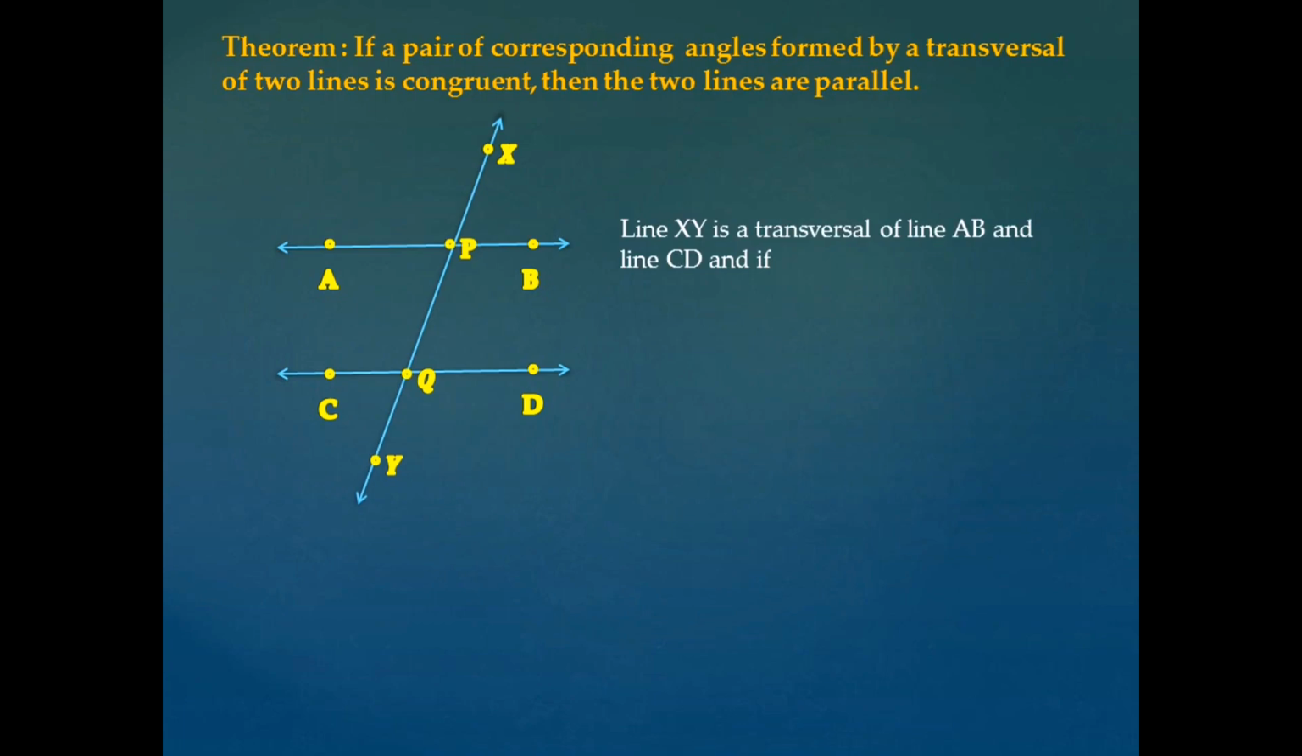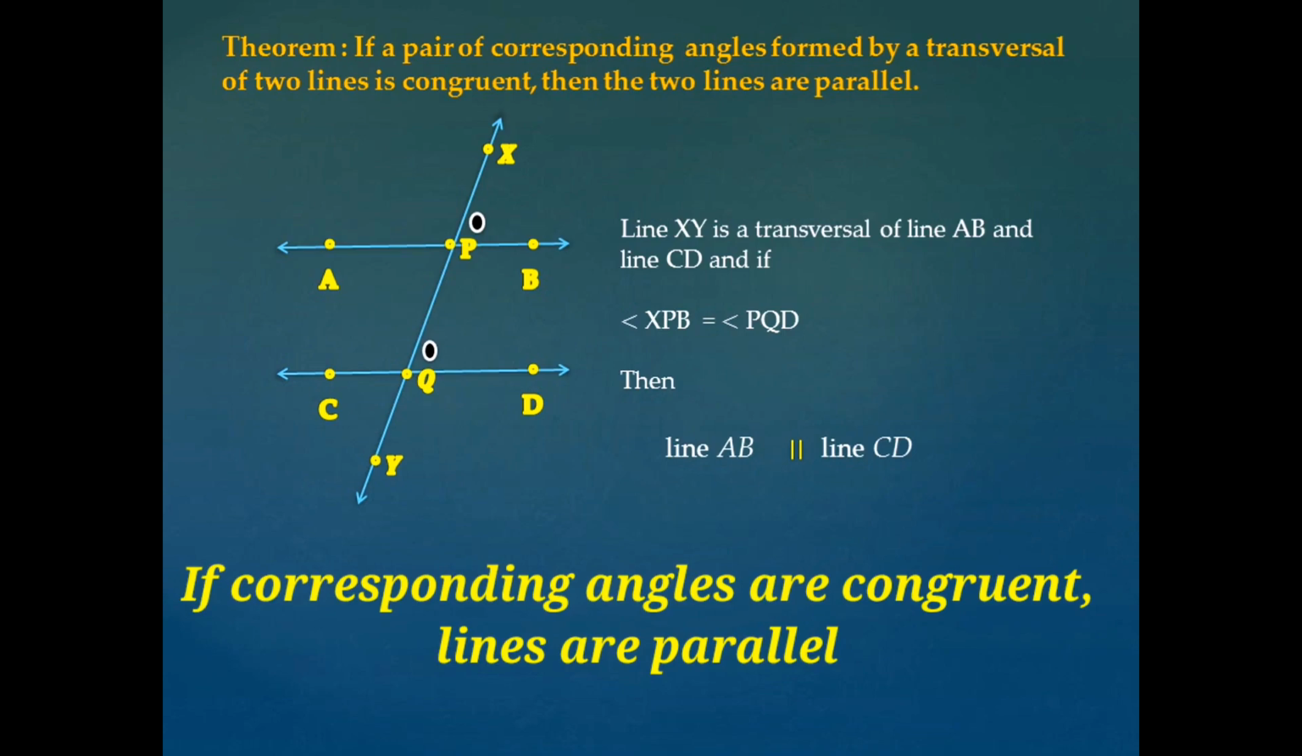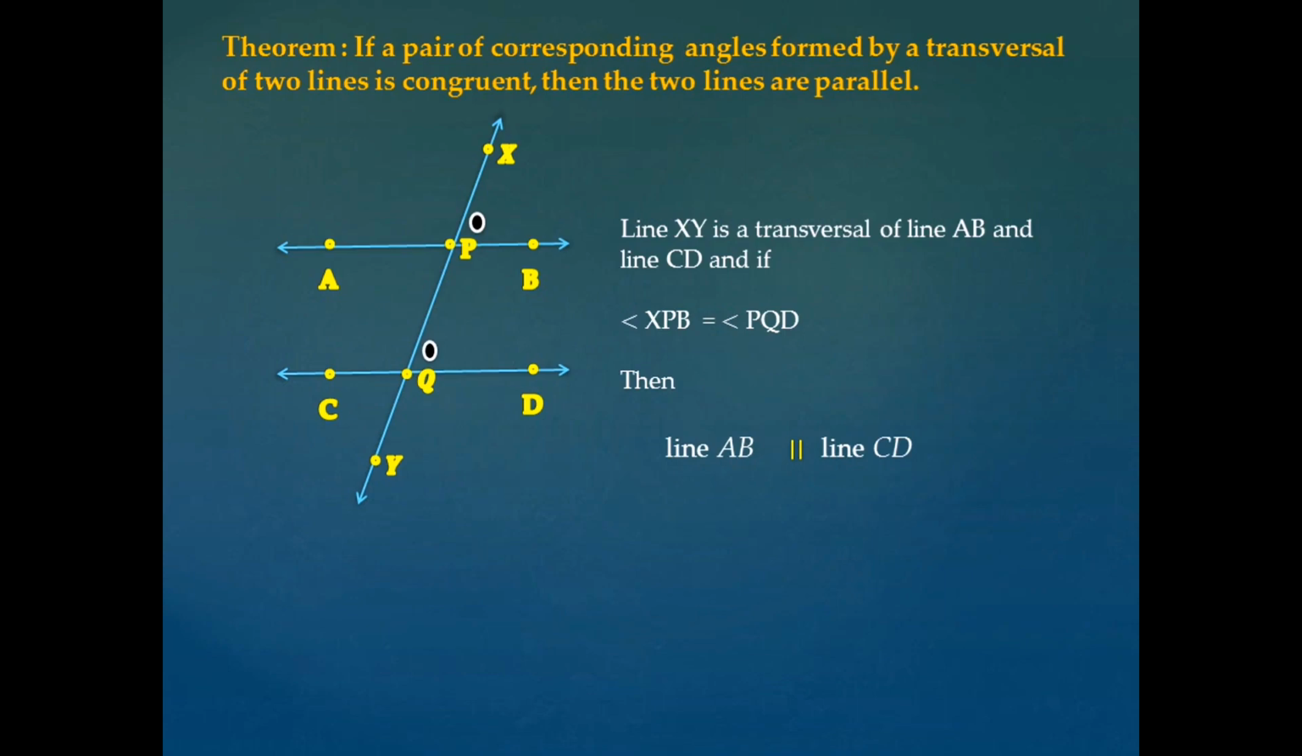So if XY is the transversal, and in this case if angle XPB is congruent with angle PQD, which are corresponding angles, then from that we can conclude that the given two lines, that is AB and line CD, are parallel to each other. That is, line AB is parallel to line CD. In short, if a pair of corresponding angles is congruent, then the given two lines are parallel. So these are the three tests by which we can decide whether the two lines are parallel or not.